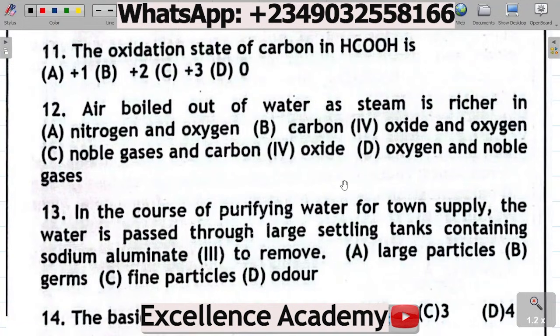Let's look at question 11 to 20 of the 2024 JAMB Chemistry examination questions. Question 11 says the oxidation state of carbon in HCOOH is A plus 1, B plus 2, C plus 3, D 0. So how do we solve this question here?